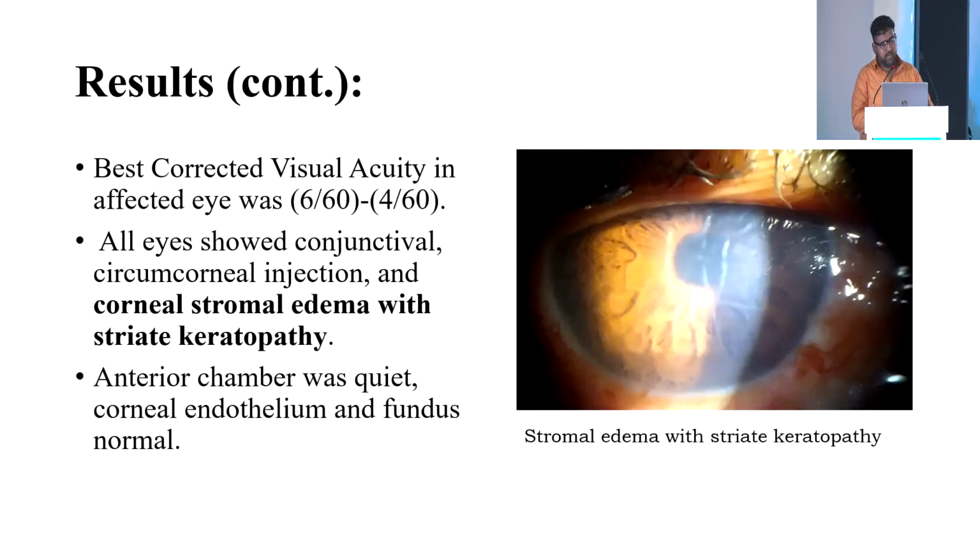Best corrected visual acuity in the affected eyes was 6/60 to 4/60 in the cases. While doing the slit lamp examination, we found there was conjunctival and circumcorneal injection, and there was presence of Descemet's folds, that is corneal stromal edema and striate keratopathy. And the anterior chamber was quiet, and corneal endothelium and fundus were normal.